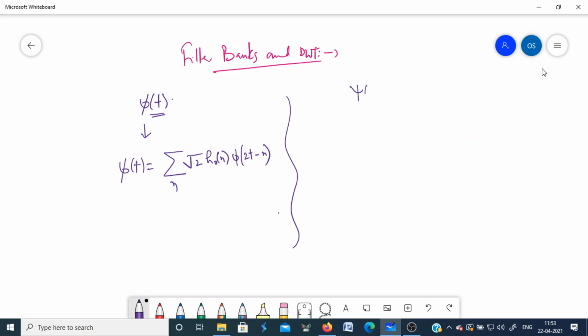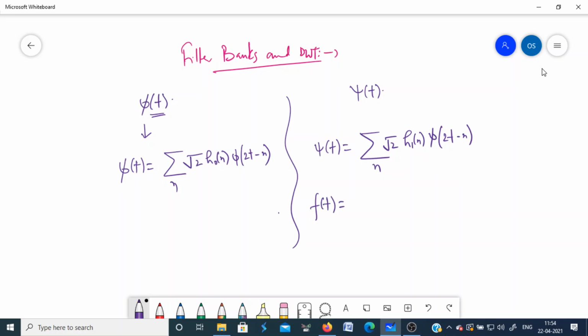and then from this scaling function we generate a wavelet function psi(t), and psi(t) is also expressed in terms of the scaling function, the summation over n of h1(n) phi(2t minus n). Okay. And based on these two equations, we have decomposed a function.